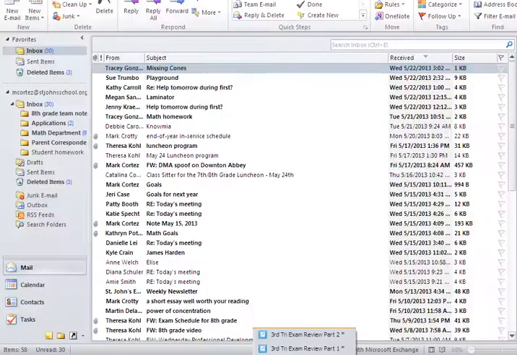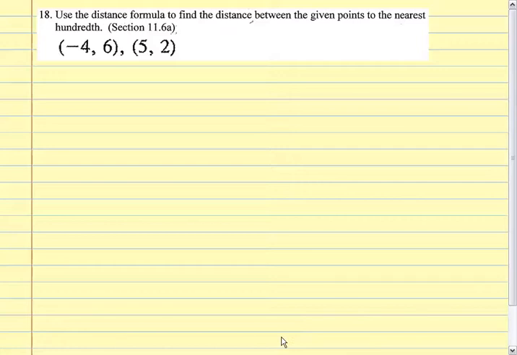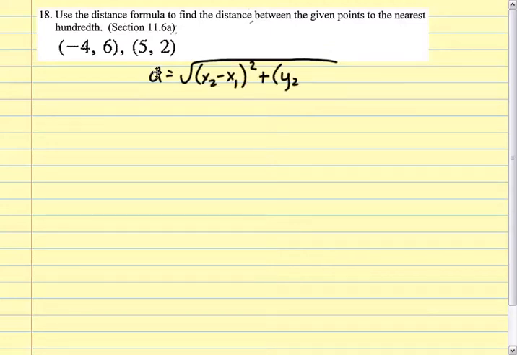Oh, it's on the other screen. All right, not there. Here we go.